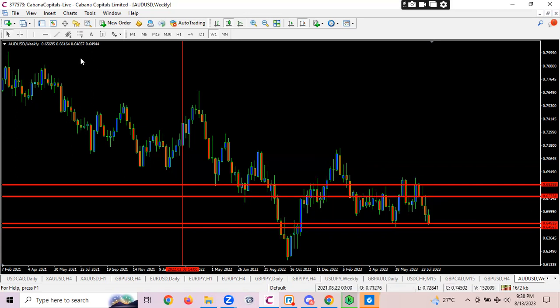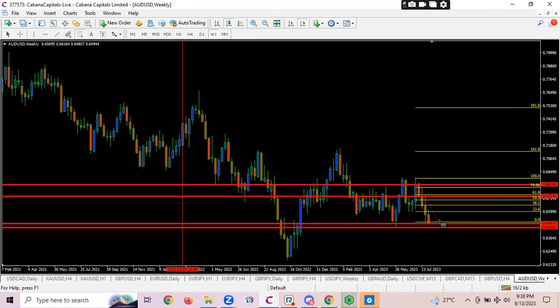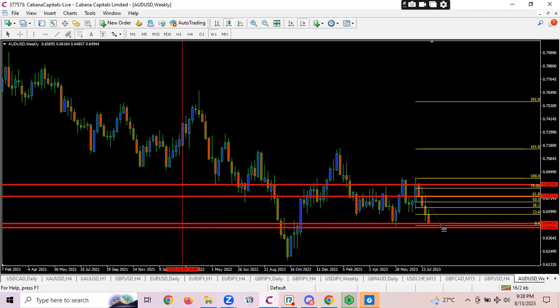Okay, so I can't sell at the current market price. If I'm to sell, let me apply Fibonacci. Price should pull back to level 50 at least, or level 61.8, before I'll consider selling. That is when I'll consider selling, because if I'm selling from these levels, my risk will be very small.